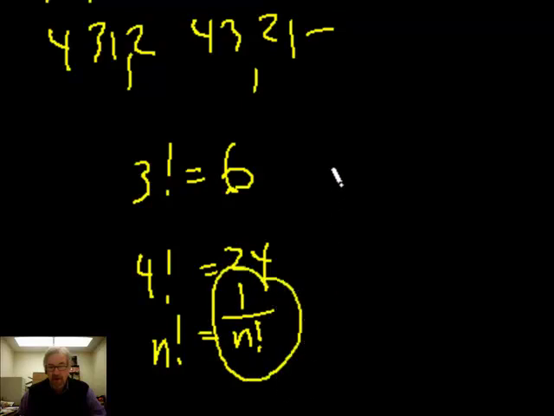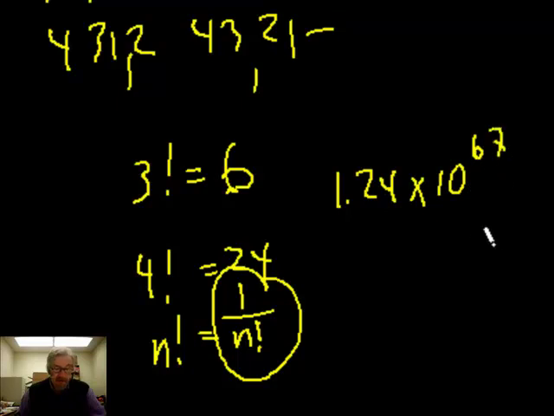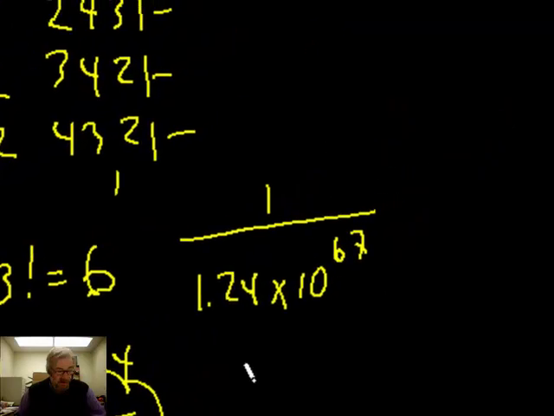Well, think about a 52 card deck. 52 factorial is 1.24 times 10 to the 67th. So a 1 in 1.24 times 10 to the 67th chance is practically 0. The possibilities of getting an ordered deck statistically are very, very unlikely.